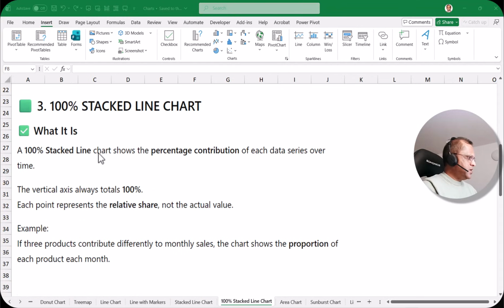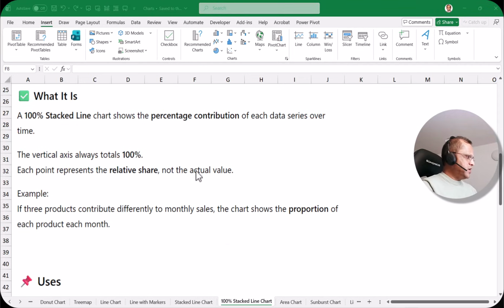A 100% stacked line chart shows the percentage contribution of each data series over time. It is similar to our 100% stacked column chart and 100% stacked bar chart, but here we are able to see the series, and we are using continuous data. It says here that the vertical axis always totals 100%. Each point represents the relative share, not the actual value. So it is showing you the share of that particular line, not the actual value.